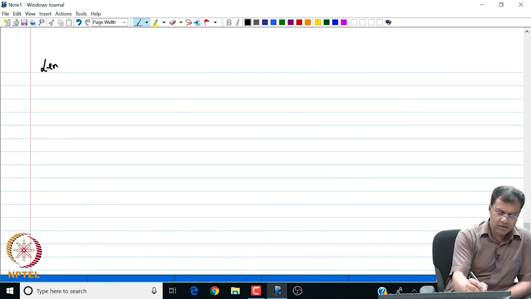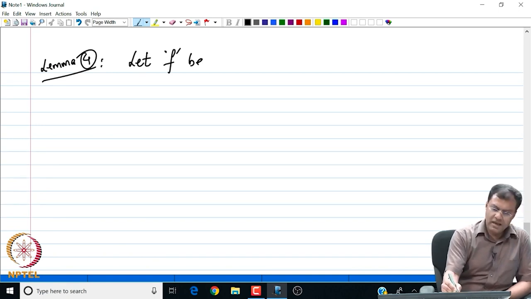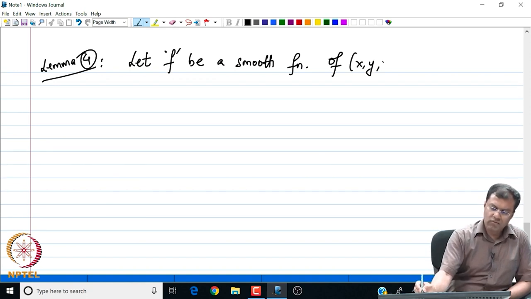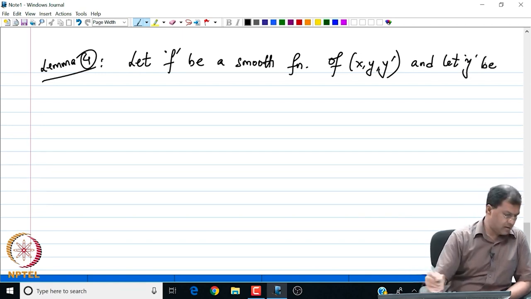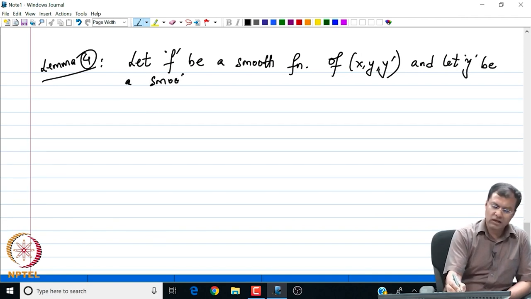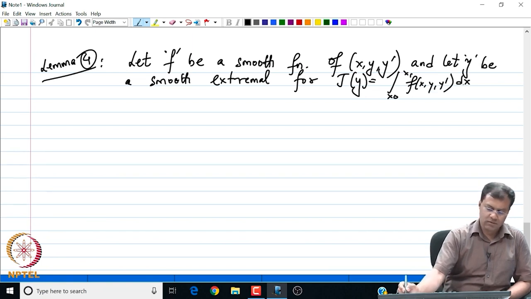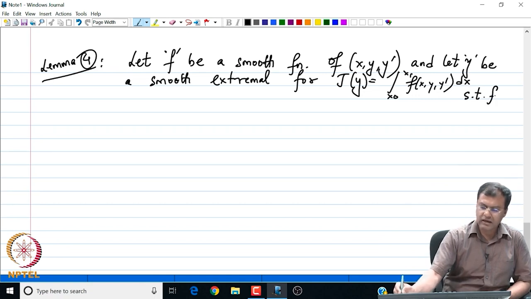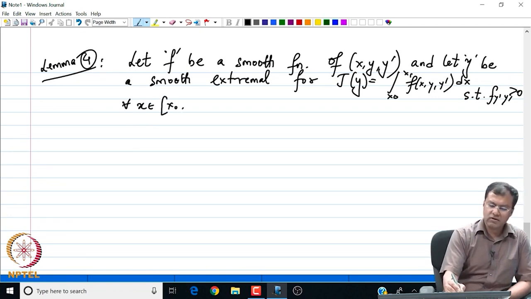The result is: let my function f be a smooth function of x, y, y prime, and let my function y be a smooth extremal for my functional J given by the integral from x0 to x1 of f(x, y, y') dx, such that my strengthened Legendre condition holds. This is for all points on the interval x0 to x1.